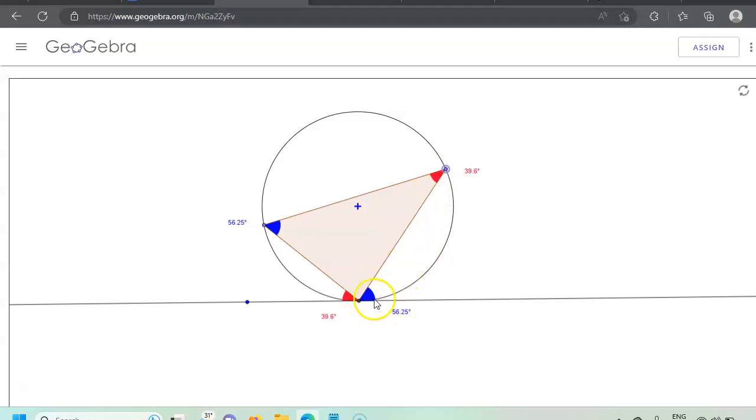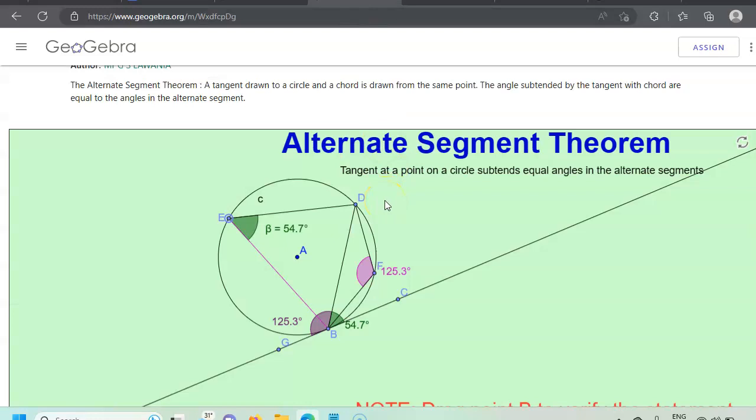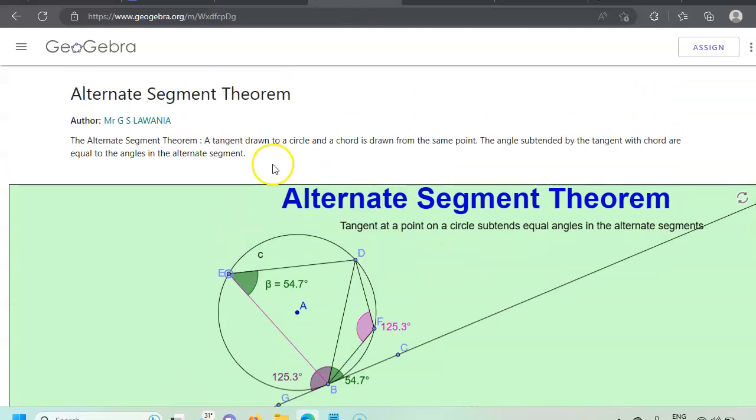And then we have the chord here, and the blue angle outside the triangle. It's formed by a chord and a tangent line. It's 56.25, and it will always be equal to the angle formed at the alternate segment. Again, it's the angle formed when connecting a point to the endpoints of the given chord. And here's another beautiful GeoGebra creation.